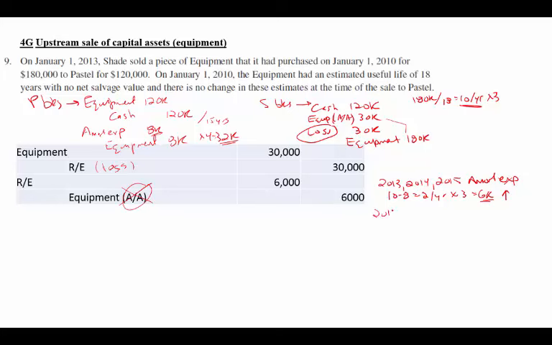Now let's deal with 2016 amortization. Same idea, just $2,000, but this time we can actually adjust through amortization expense and adjust through equipment, where it typically would be accumulated amortization.